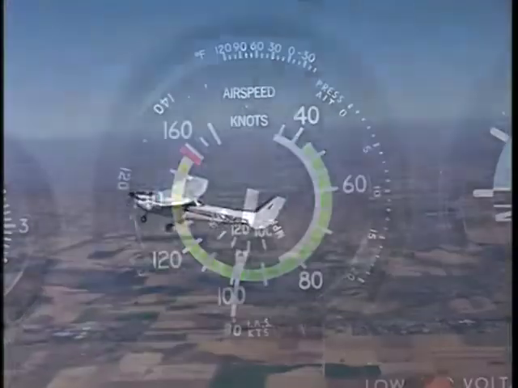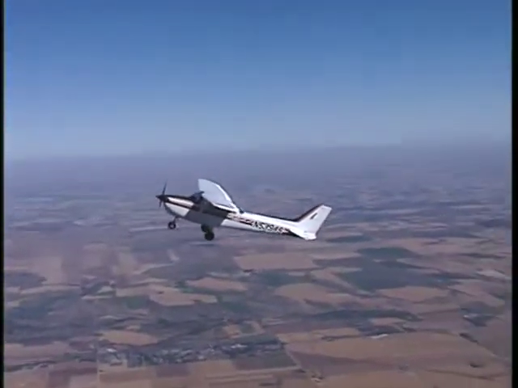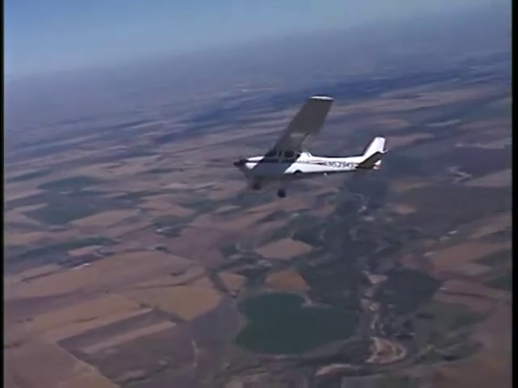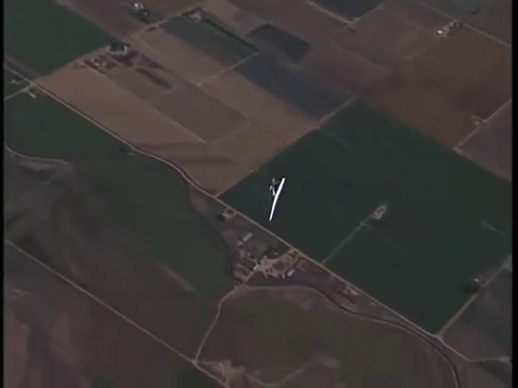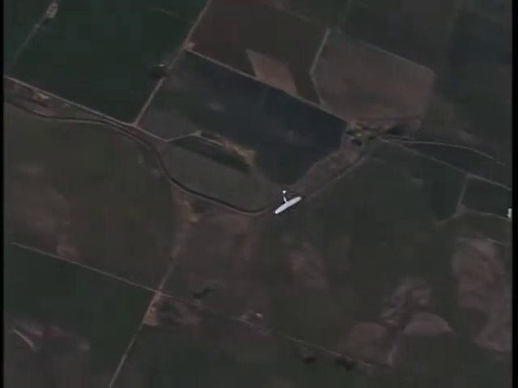Keep in mind, the reason you practice stalls is not to become proficient at stalling the airplane. Rather, it is to learn to recognize the signs of an impending stall and recover before the airplane reaches a fully stalled condition.